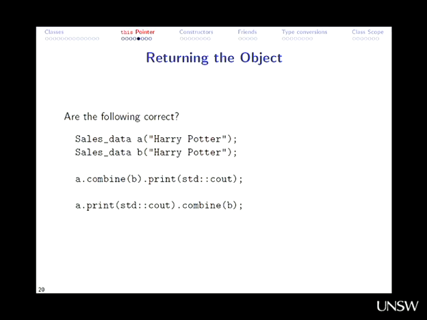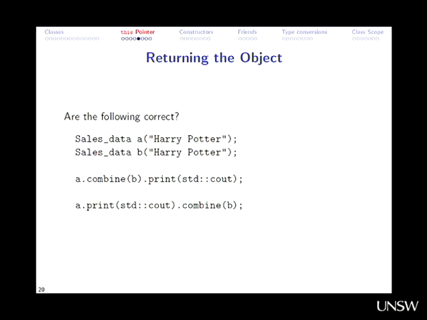On the next line down, we're doing the same thing, but in a slightly different order. We're saying A.print, okay, so if A originally had 3 as being the number of elements sold, and then we say .combine it with B. Is there a problem in this code at any point?